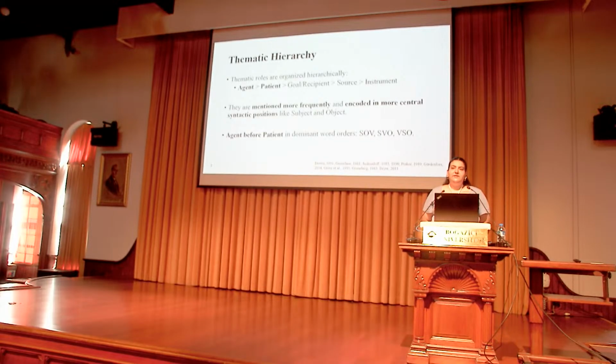According to a linguistic theory titled the thematic hierarchy, these roles are organized hierarchically, and agents are the most prominent role, followed by patients, then goals and recipients, then sources, and finally instruments. Specifically, agents and patients are the key roles of an event. And when we look at the frequency and order of mention studies, we can see that agents and patients are mentioned more frequently, and they're encoded in more central syntactic positions like subject and object respectively.